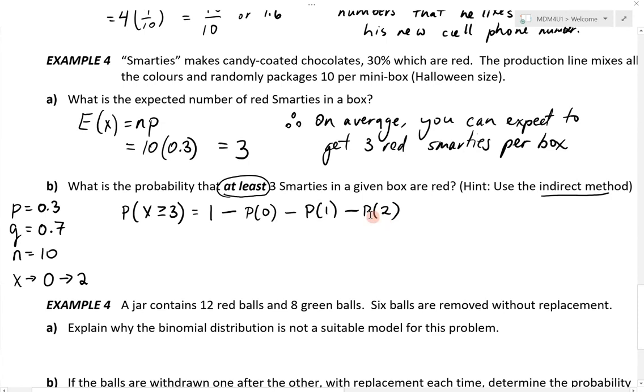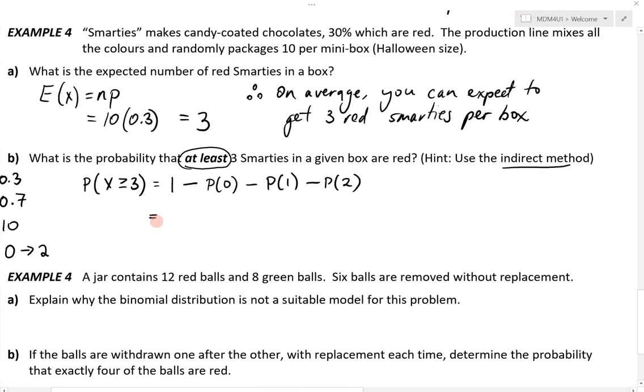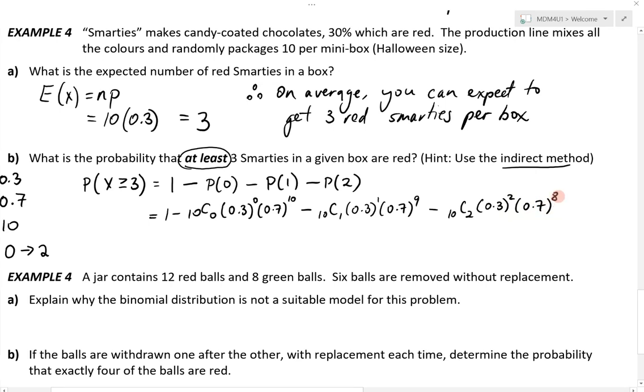Okay. So using our binomial formula, we have 1 minus 10 choose 0 times 0.3 to the power of 0 times 0.7 to the power of 10. That's for the first one. Probability of having 1 Smartie is 10 choose 1 times 0.3 to the power of 1 times 0.7 to the power of 9. And for the probability of having 2 Smarties, it's going to be 10 choose 2 times 0.3 to the power of 2 times 0.7 to the power of 8.